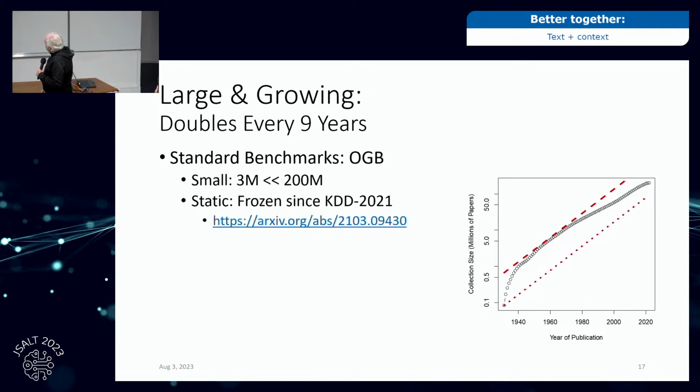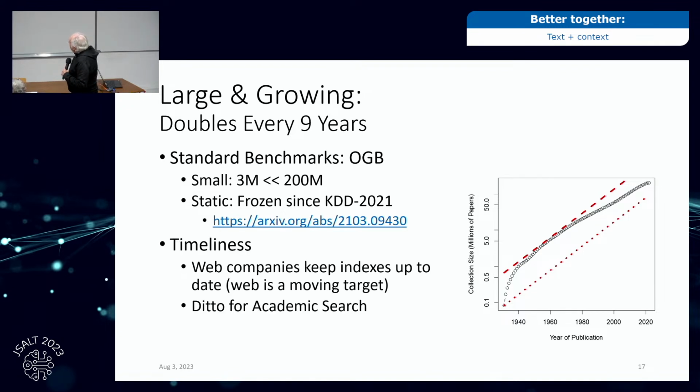A standard benchmark like OGB, Open Graph Benchmark, is tiny, and it's frozen from a meeting that it was prepared for. The web companies know they need to keep things up to date and that the web is a moving target. The problem we're working on, academic search, is pretty much the same problem. You just can't deal with a tiny benchmark from a few years ago. It doesn't generalize.